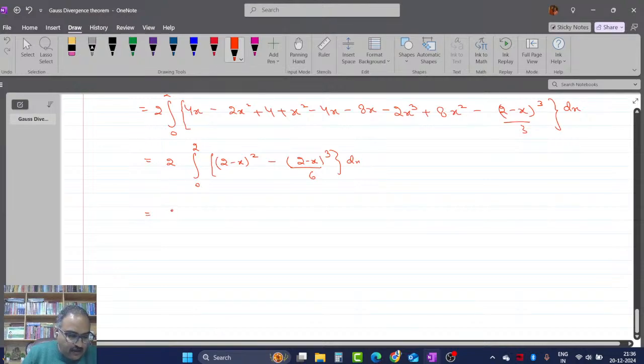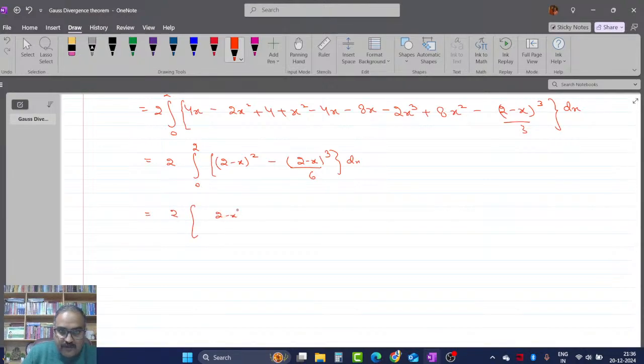So it will be 2 times, now I need to integrate these values, so it will be 2 minus of x raised to power cube by 3 into coefficient of x, that is minus 1, minus of 2 minus of x whole cube over 6 into 4 into coefficient of x, that is minus 1, within the limits 0 to 2.